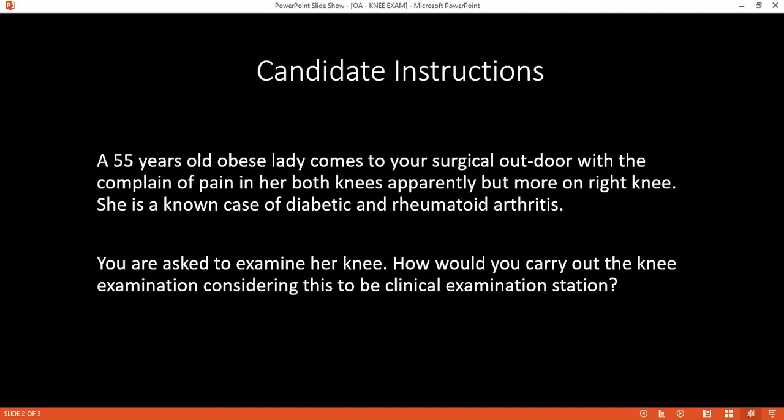All right. So what are your differential diagnoses? My differential diagnosis in this woman includes rheumatoid arthritis of both knees. All right. Yes. And osteoarthritis of the knees also.